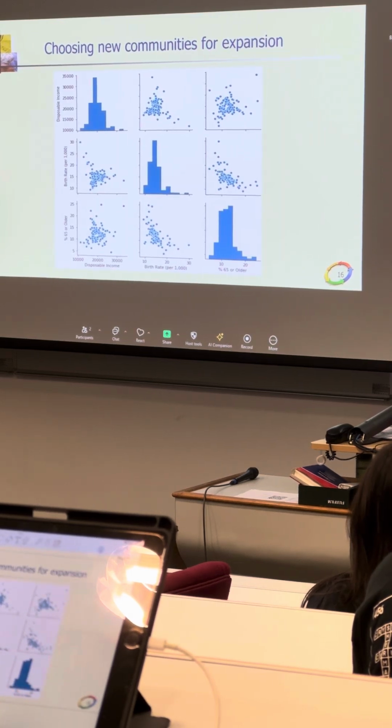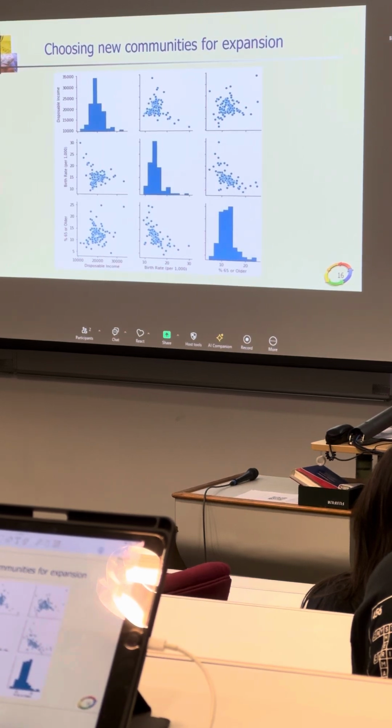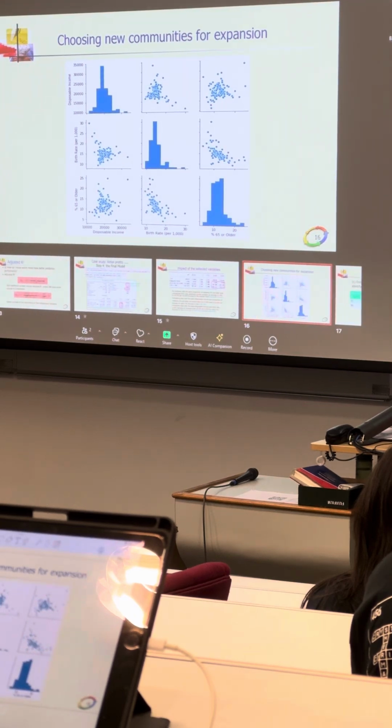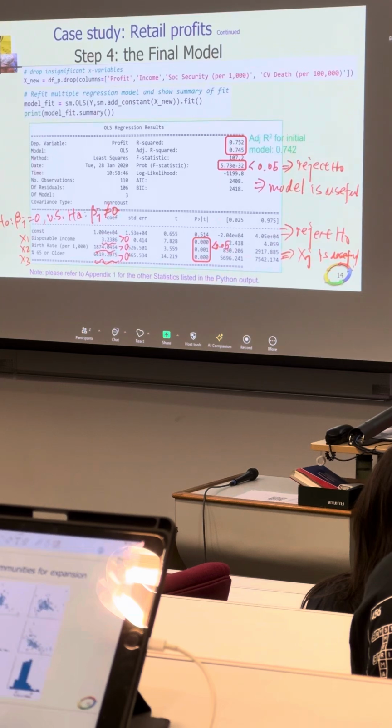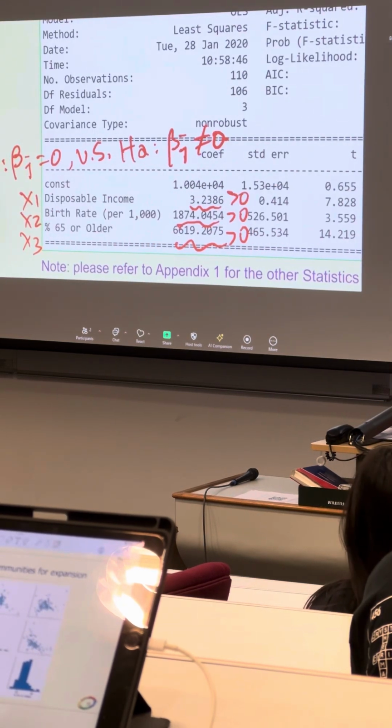Well, pretty easy. You just look at the regression output, find the predictor that has the coefficient positive, okay? And then you will choose the communities that have large value on those predictors. So we go back to our regression output. We are using the final model. So what you can see here is that among these three predictors, all three predictors have positive coefficient. That's good. So that means that all three predictors have positive impact on profit.